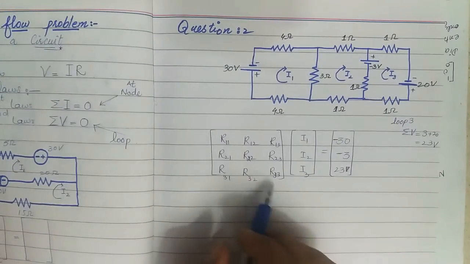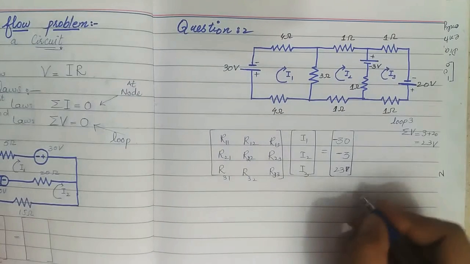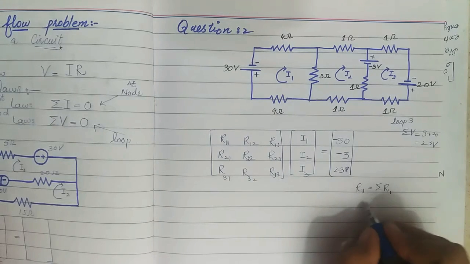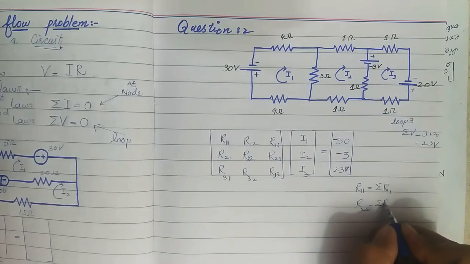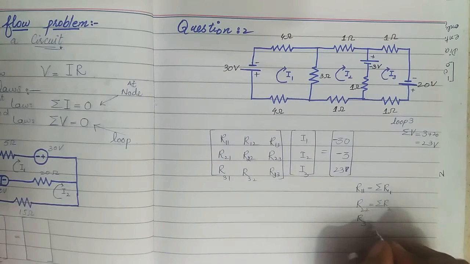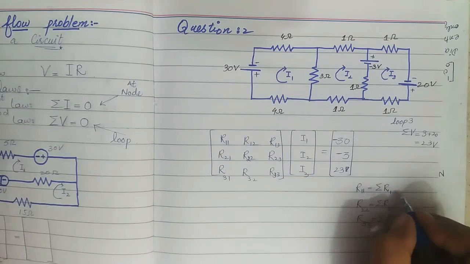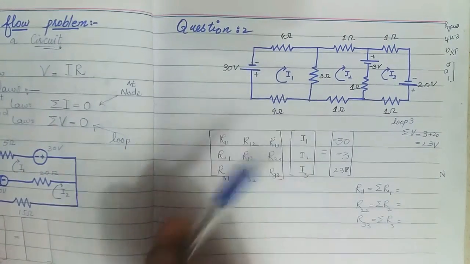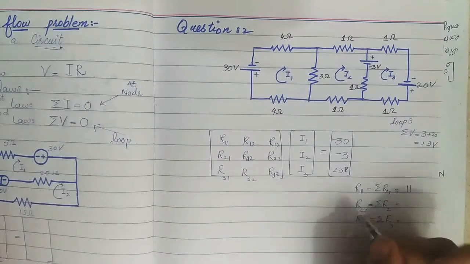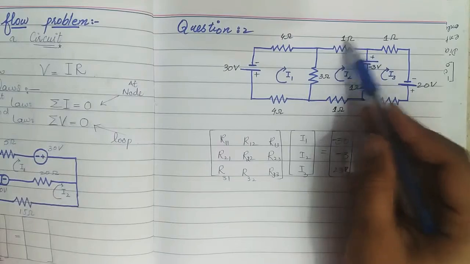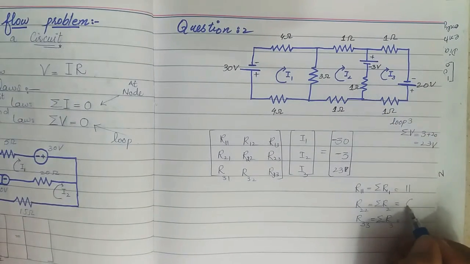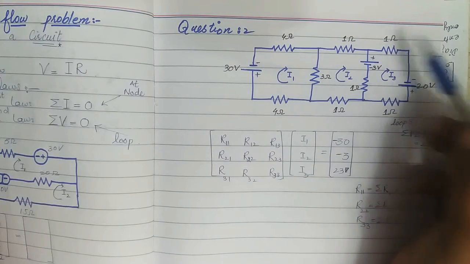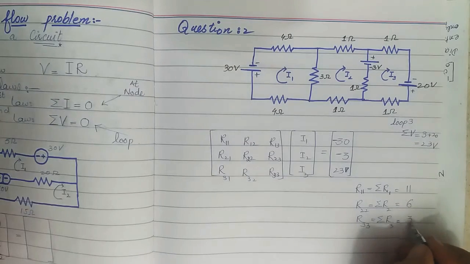now we are going to find the coefficient matrix first. So R11 is equal to the sum of resistance in the first loop, R22 is equal to the sum of resistance in the second loop, and R33 is equal to the sum of resistance in the third loop. For the first loop, the sum of resistance is 4 plus 4, 8 plus 3, 11. For R22, there are 4 resistors attached, 3, 4, 5, 6. For the third loop, there are 3 resistors attached, 1, 1, 1, that is 3.